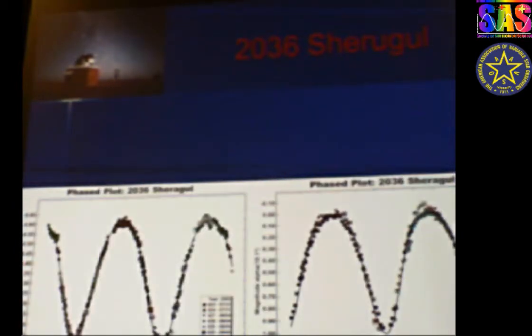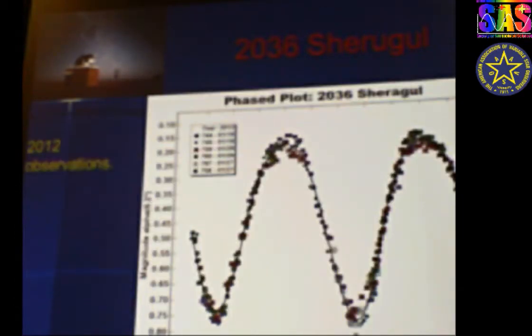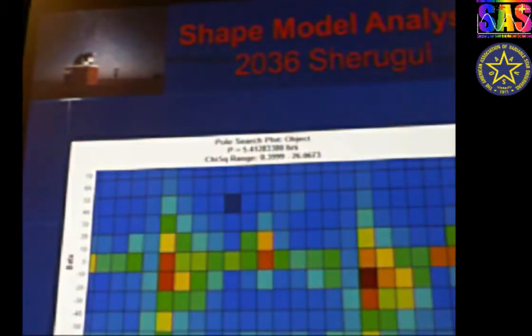So we then turn around onto the next one. This is the data that I'd got previously in 2003, 2010. Again, nice clear light curve. The periods that I derived on these two, again, were fairly close. So we observed this earlier this year, and again got a nice clear light curve, but the period was different. And I still haven't been able to quite work out why the period is different. But that gave me some problems when I was trying to do a shape model.